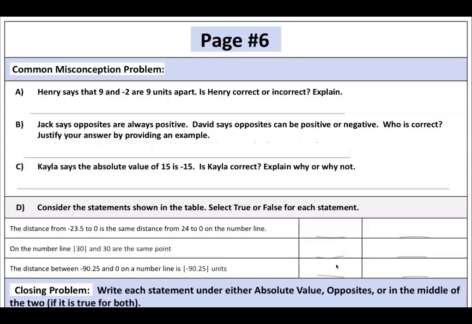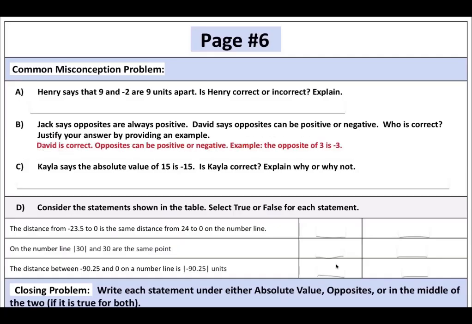Let's check a few problems on page 6. We're going to check common misconception problem B. Jack says opposites are always positive. David says opposites can be positive or negative. Who is correct? Justify your answer by providing an example. David is correct. Opposites can be positive or negative. An example is the opposite of 3 is -3.